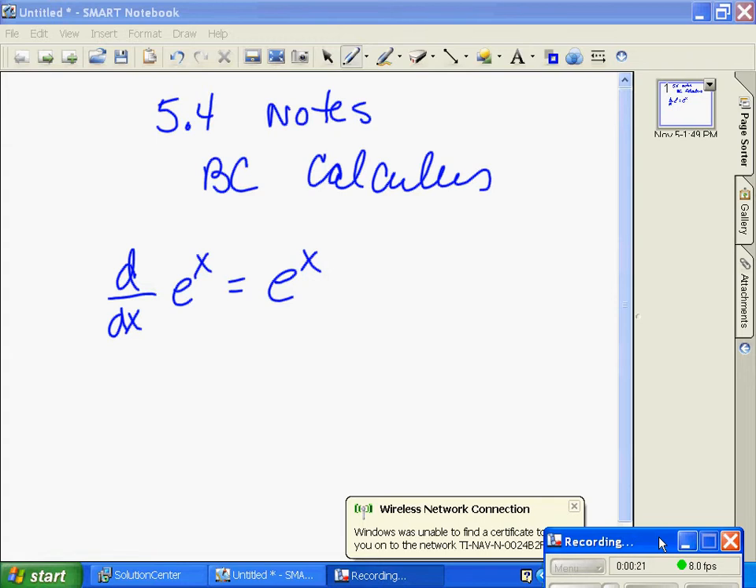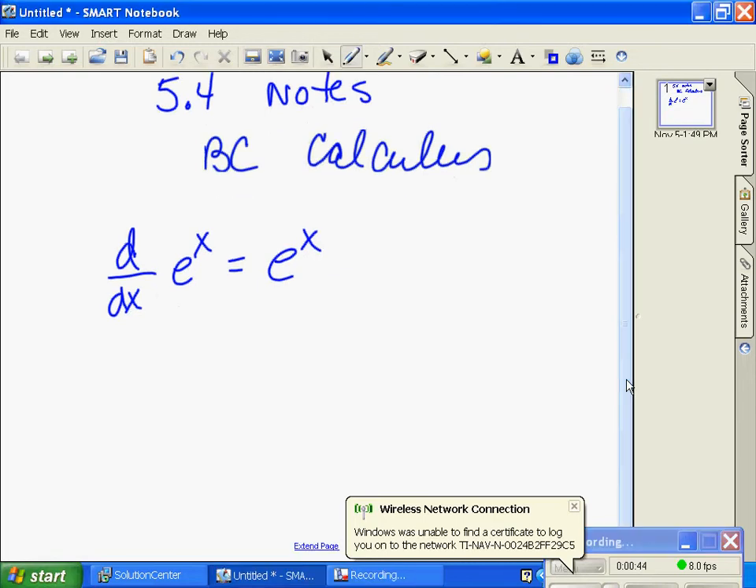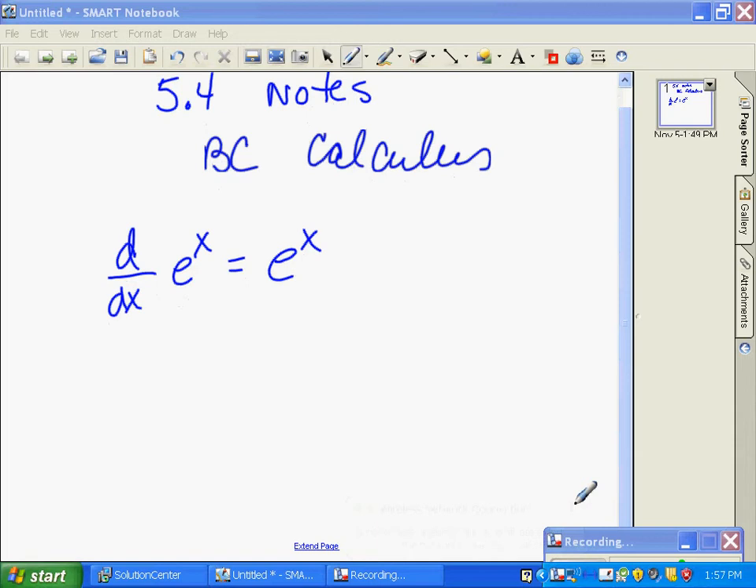The definition of a natural exponential function is listed in that first box, so be sure you take time to read that. What I'd like to do here is look at the derivative of the natural exponential function. If I have e to the x, what is the derivative of that? Well, as you can see, it's just e to the x. I'd like to do a little proof so you can see that. Just remember the derivative of e to the x is just itself, e to the x.